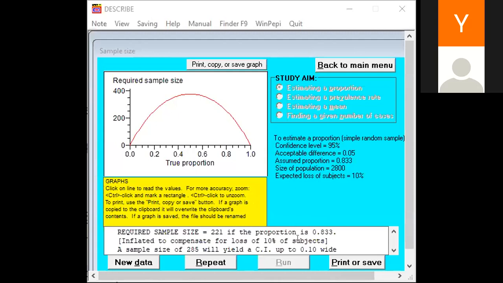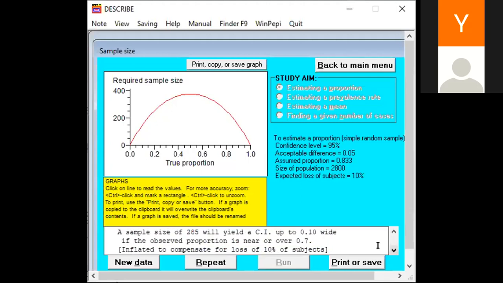If you want to inflate it... I think no, that one is what we put in there. A sample size of 250 will yield a confidence interval up to 0.1 wide. That's it. I don't understand that language. Okay, actually, he's just talking about what Dr. Balogun was talking about.